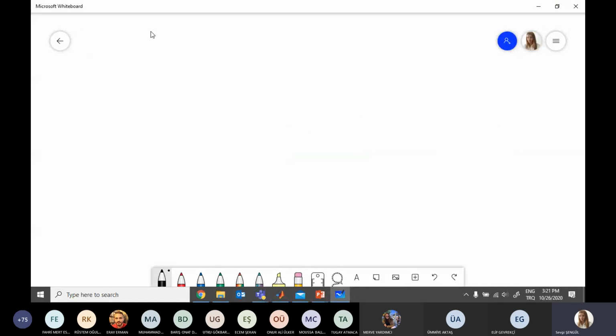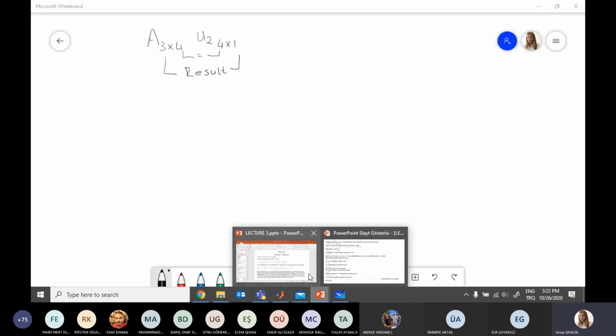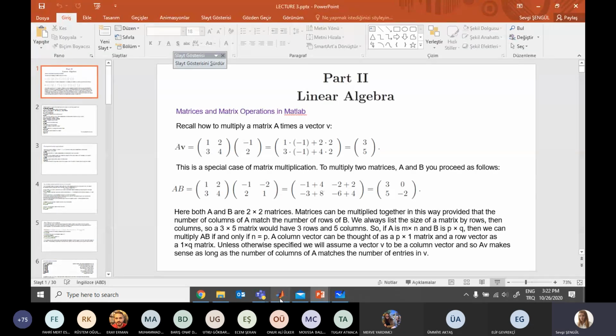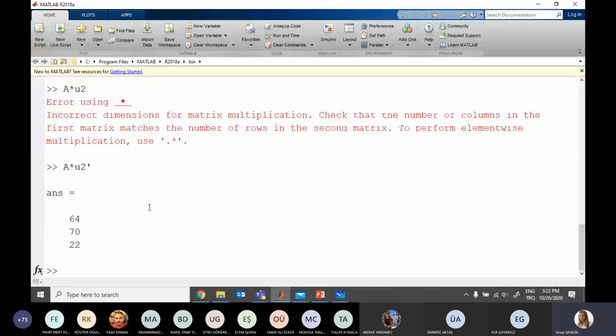So our A was 3 by 4? Yes, it was 3 by 4 and our U2 should be 4 by 1. These should be equal to each other and the result will be that size. This will be the result, 3 by 1 vector. Okay, remember that one. And this is the matrix multiplication one.